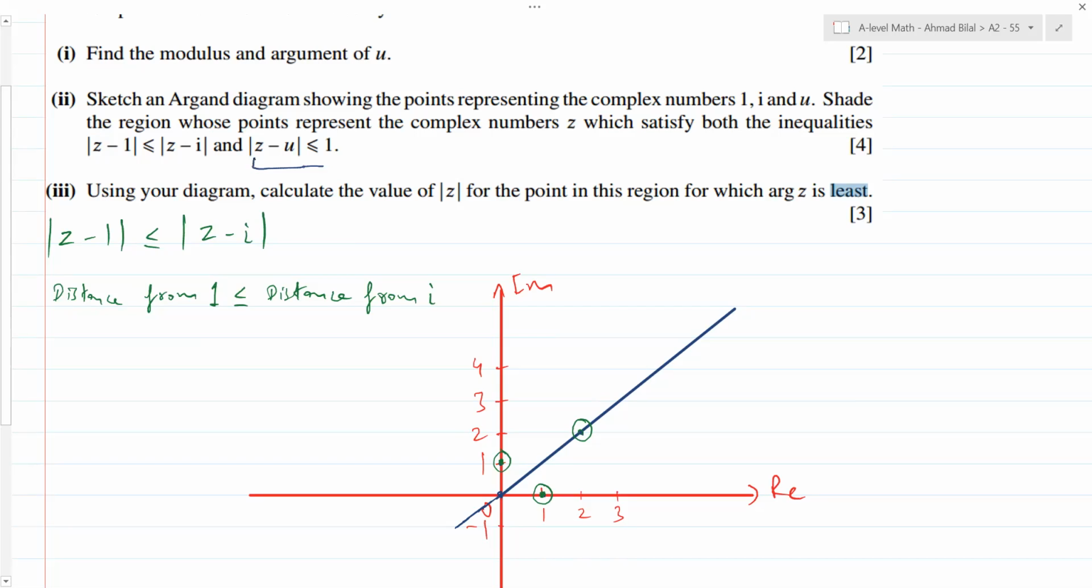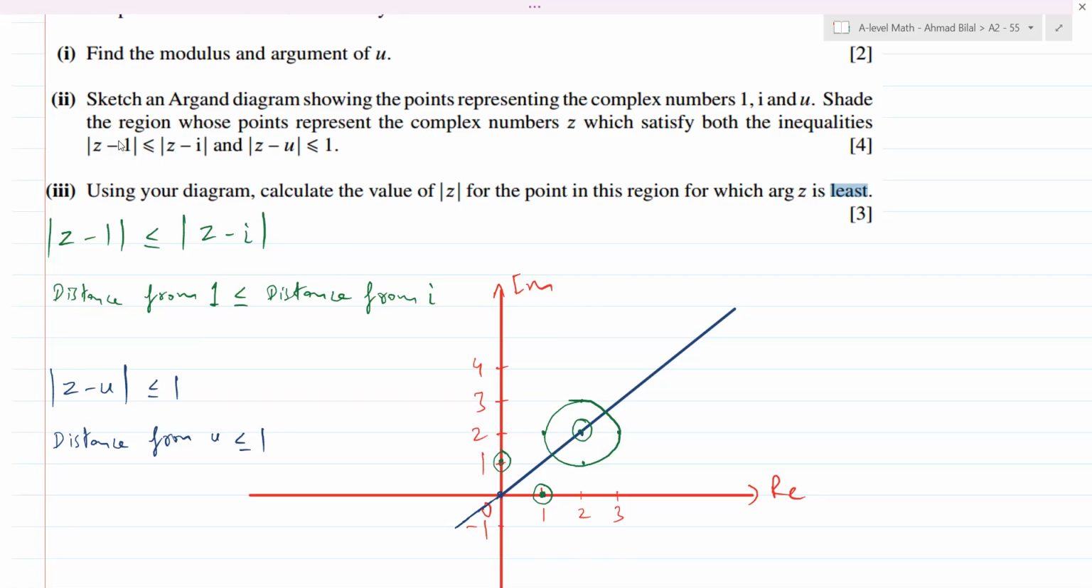Then we have Z minus U less than or equal to 1. So modulus of Z minus U is less than or equal to 1. So basically the distance from U has to be less than or equal to 1. So this is the point U here, right? The distance has to be less than or equal to 1. What kind of locus is this going to be? It's a circle with radius 1 and center U. Exactly. So it's a circle with radius 1 and center this U. We draw a circle here. You will use a compass for this. So this is what we have.